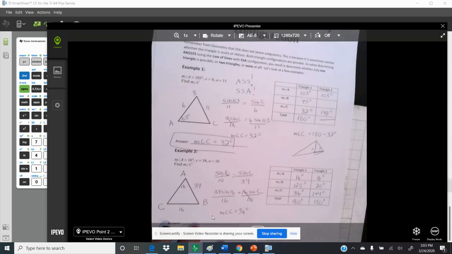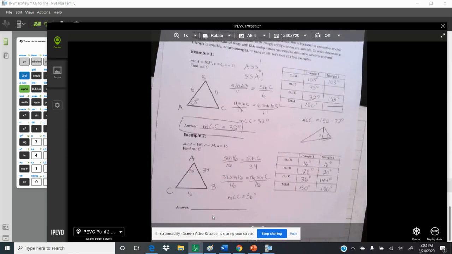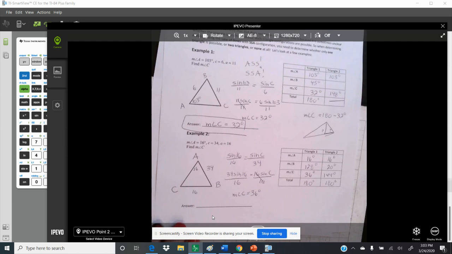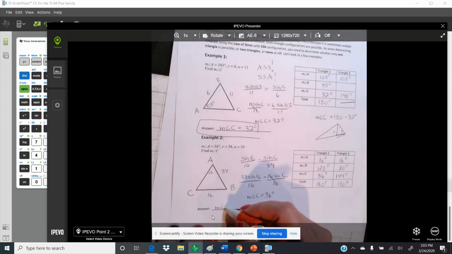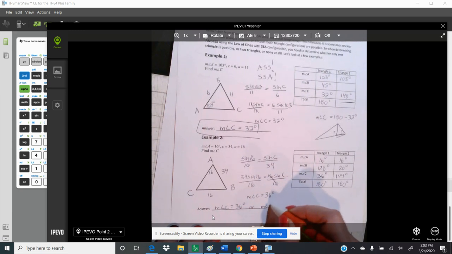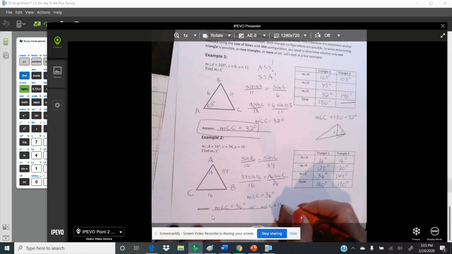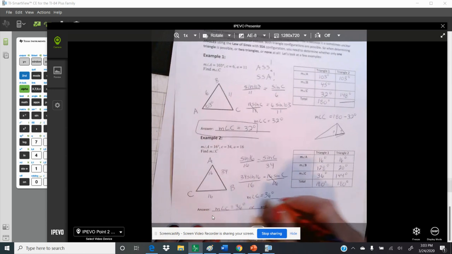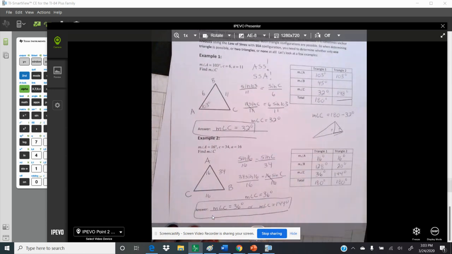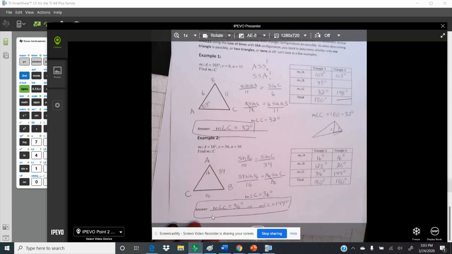So now I could clearly have either triangle works. So my answer in this case would be the measurement of angle C equals 36 degrees, or the measurement of angle C equals 144 degrees. I don't know which it is, so I have to list both as a possibility.